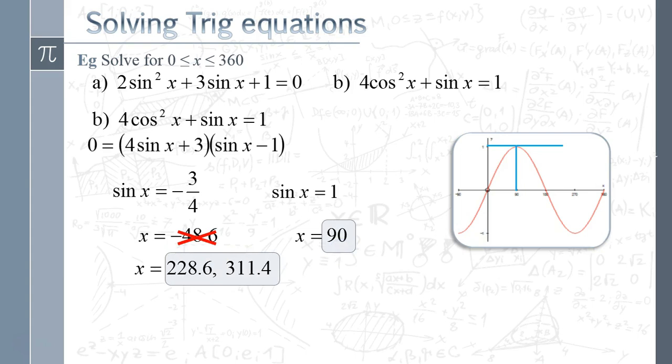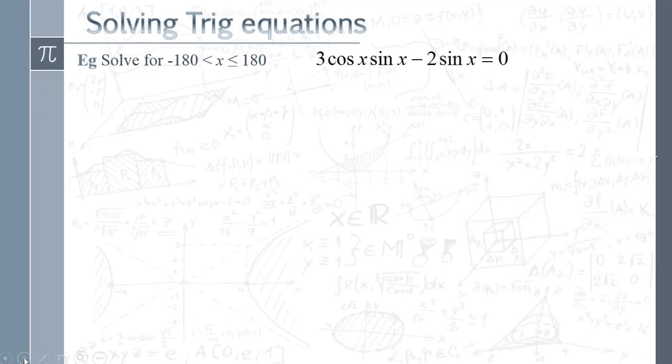Now, both equations that we looked at, you were able to factorise them, but there's absolutely no reason why, if you get an equation that doesn't factorise, you can't use the quadratic formula. And when you're using the quadratic formula, all you do is say, instead of x equals minus b plus or minus, etc., it's sine x equals minus b plus or minus. And on to the last example I'm going to do, which is this one.